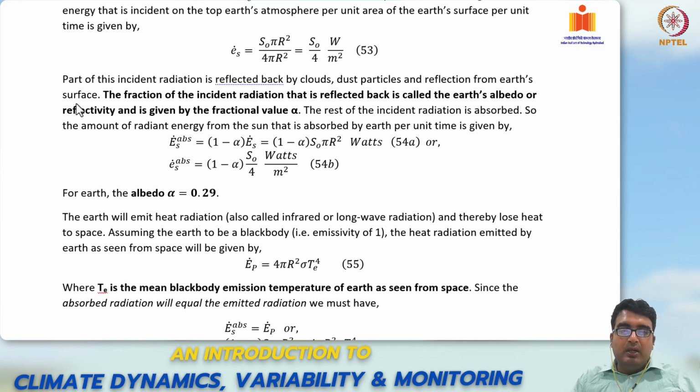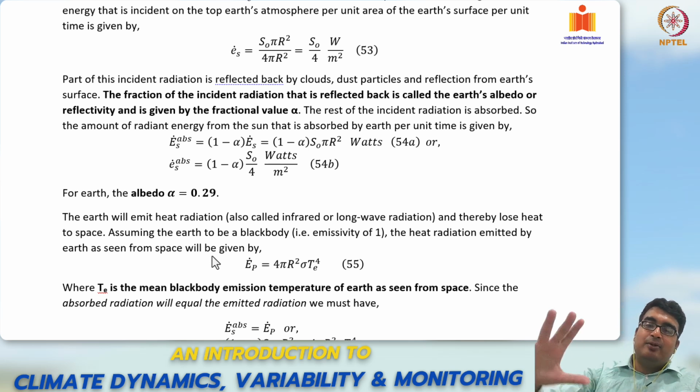So, Earth will emit heat radiation. It is also called infrared or long wave radiation. So, we will discuss the various radiation wavelengths and why they are called those things later in our course. And when it emits this heat radiation, it loses heat to space. Now, Earth, when it is emitting radiation, can be assumed to be close to a black body. We will also assess this assumption.